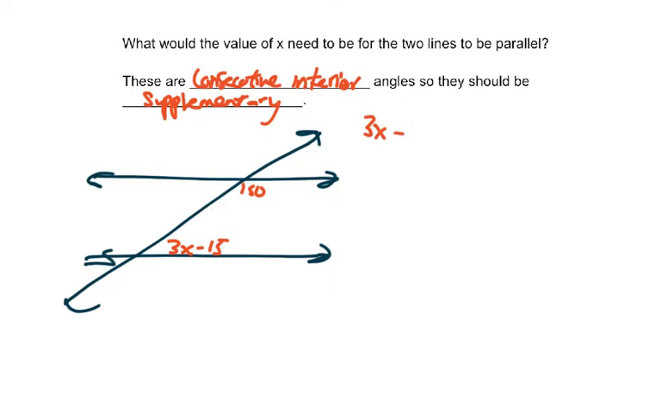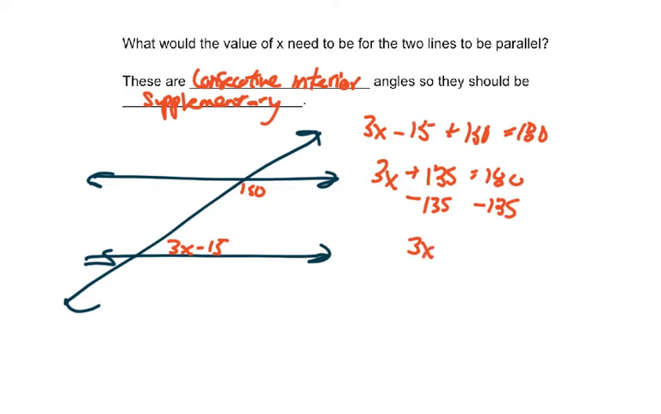So 3x minus 15 plus 150 equals 180. 3x, negative 15 plus 150 is plus 135 equals 180. We subtract 135. 3x equals 45. And we divide by 3, so x equals 15. And that's how we get our answer. Again, it was what would the value of x need to be? Now that we have x, we stop.